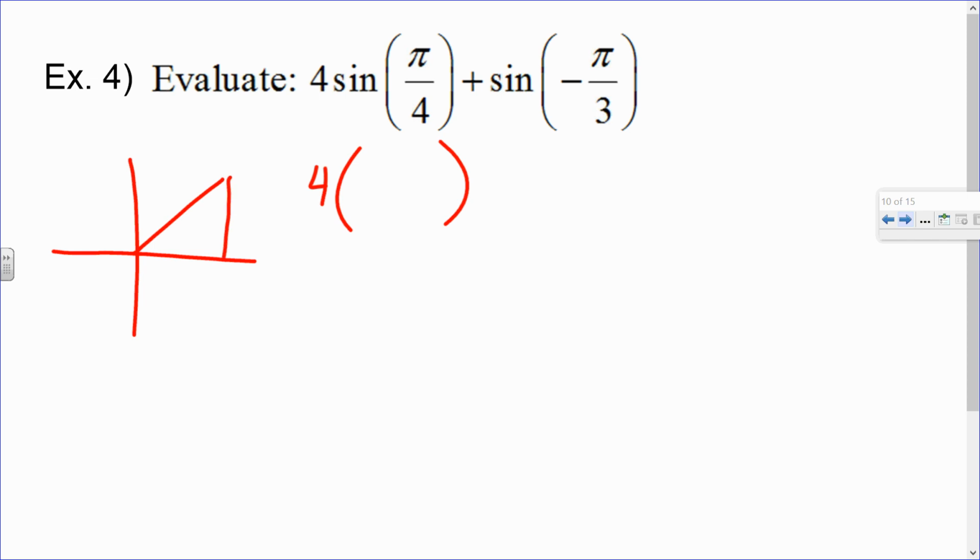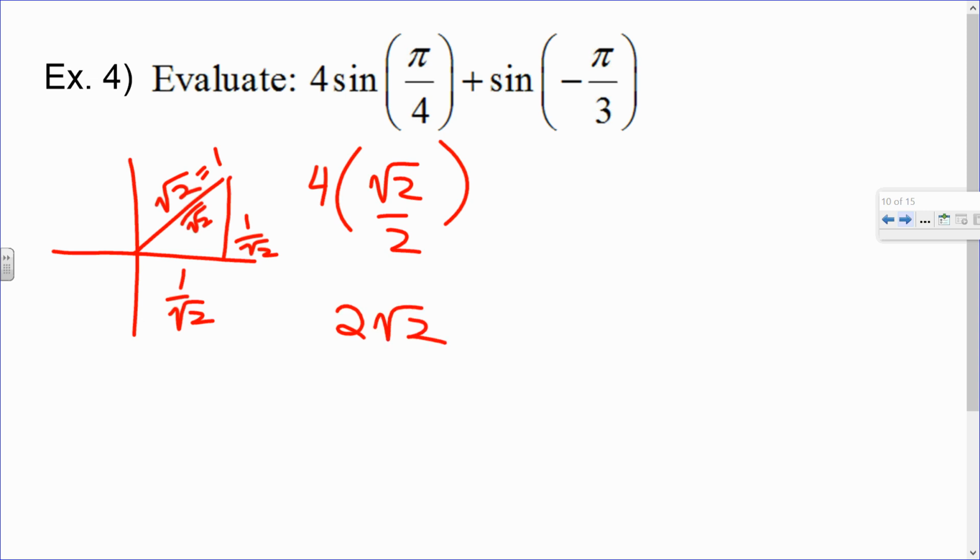sine of that is going to be opposite over hypotenuse. Normally it was 1, 1, root 2, but if I make that be a 1 for the unit circle, opposite over hypotenuse, so opposite over 1, so it's going to be that vertical side over 1. What's that going to be when I rationalize the denominator? What is the sine of pi over 4? Come on, somebody can tell me. What's it going to be? Root 2 over 2. So that one simplifies to 2 root 2.